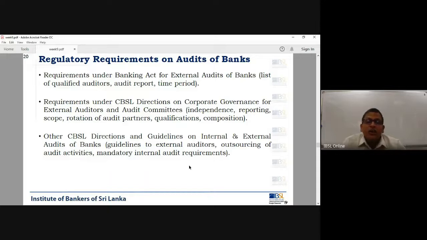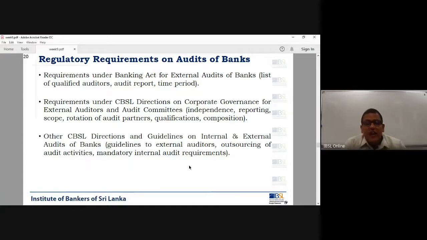And for the audit committee also, there are different requirements under that particular guideline or direction. There should be independent directors, the reporting line, and the chief auditor's roles and responsibilities, and everything has been required. And other than these two, other CBSL directions and guidelines on internal and external audit of the banks are issued.